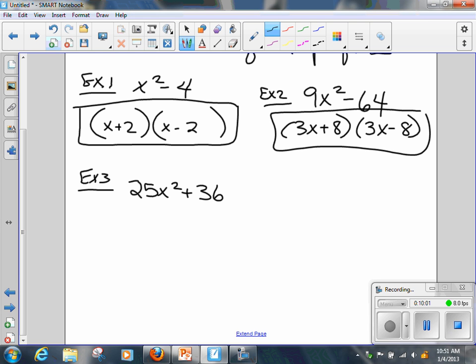Is this a difference of squares? This is a sum of squares. Do we even know how to factor a sum of squares? No. We've learned about sum of cubes, right? What's the answer? That cannot be factored. If you put 5x minus 6 times 5x plus 6, that is not the answer.